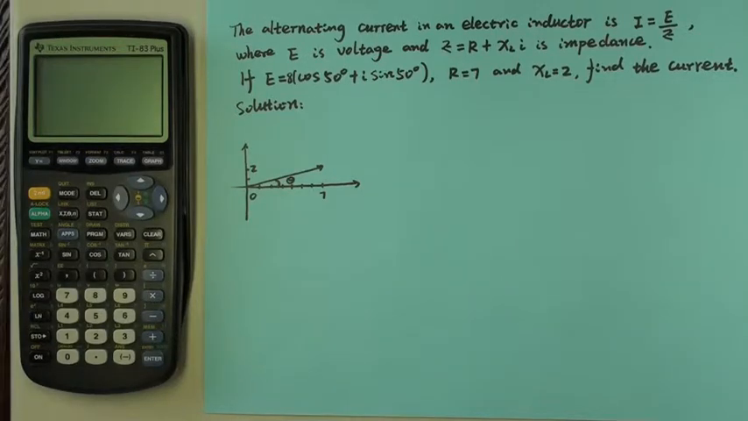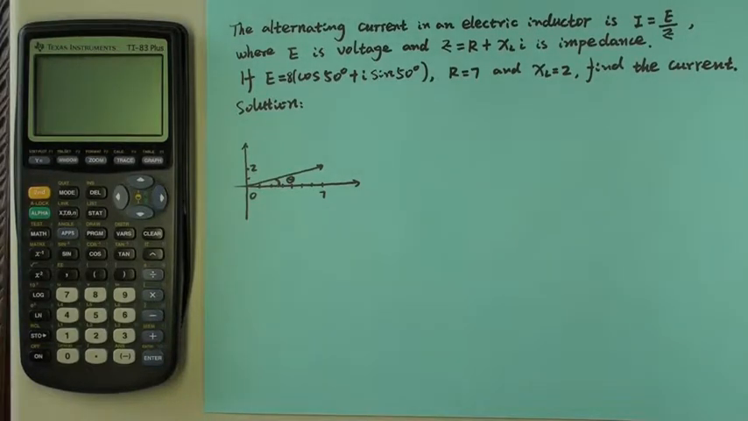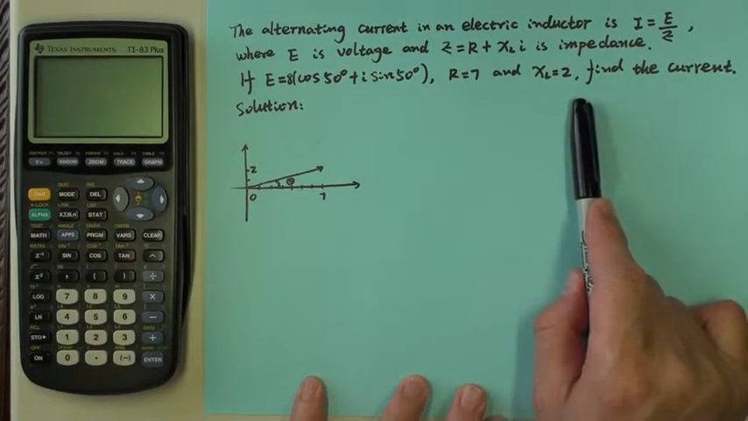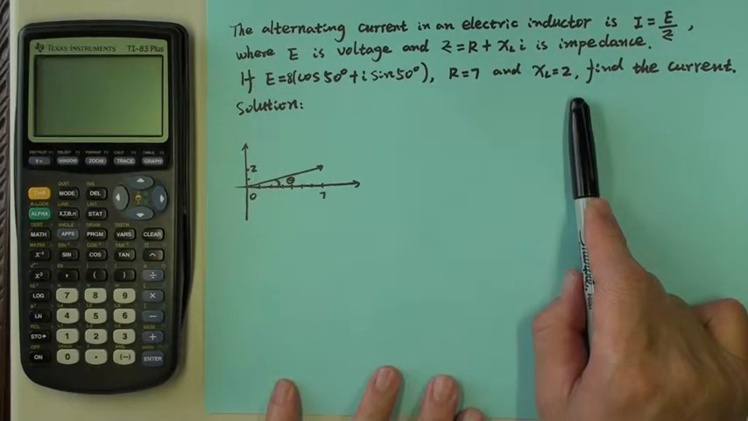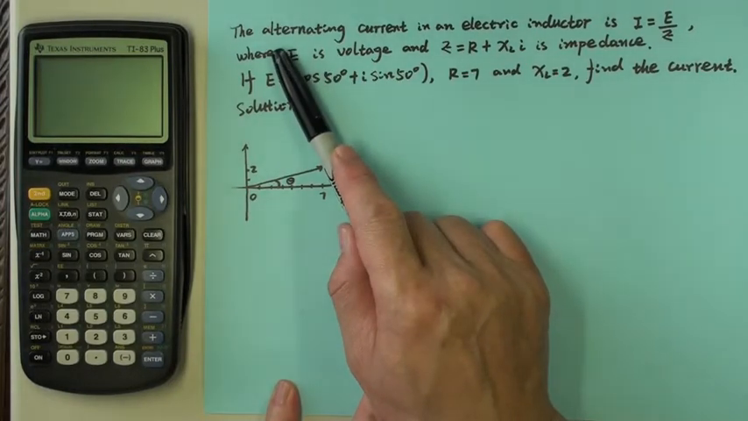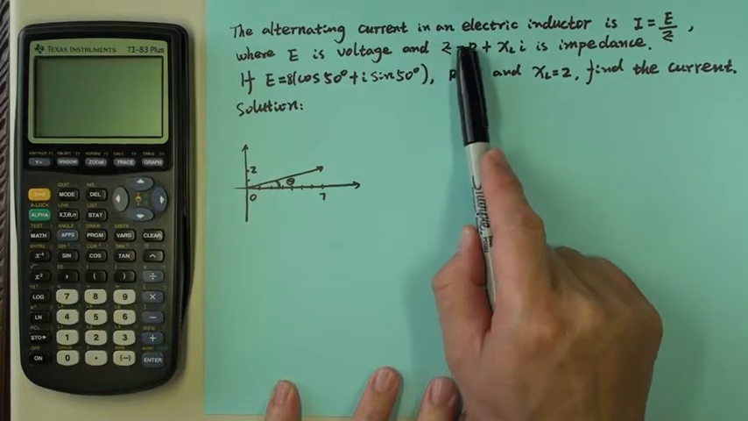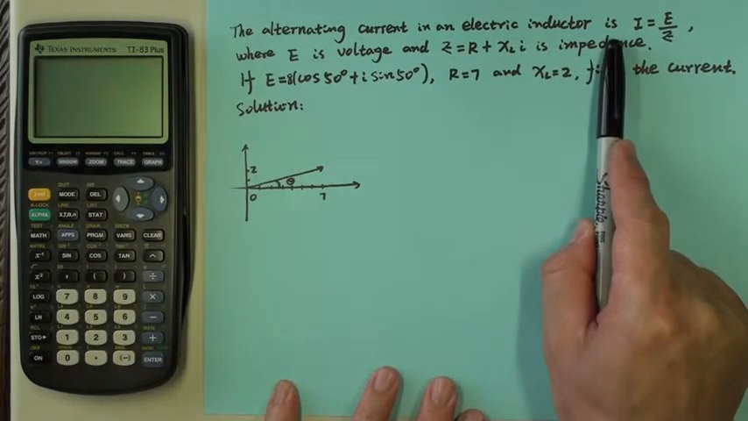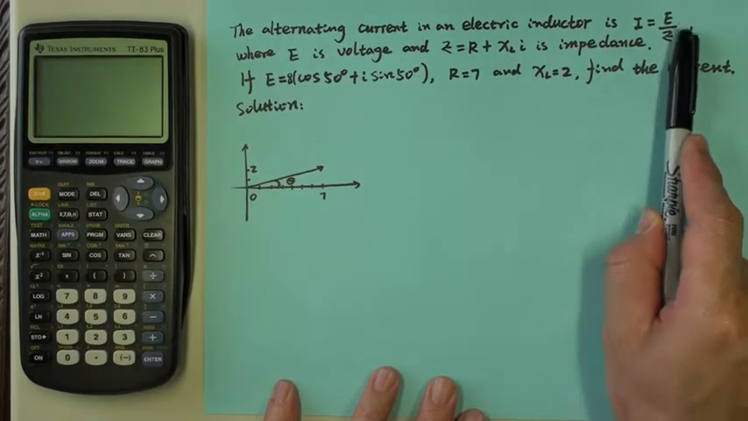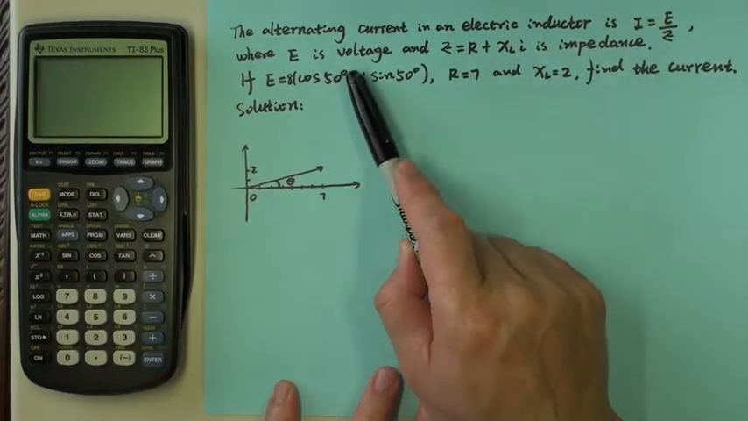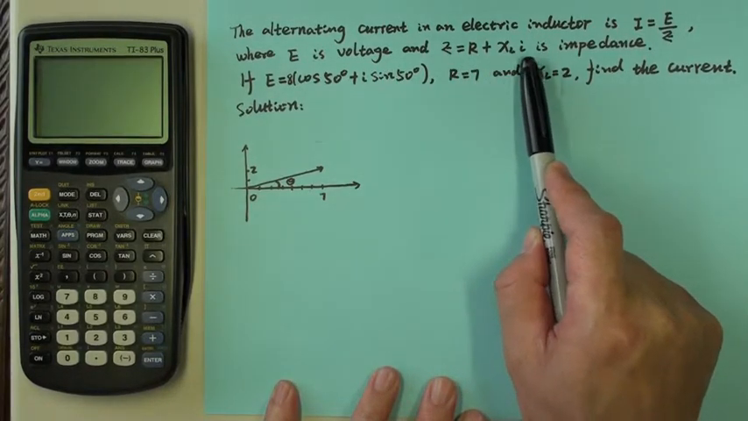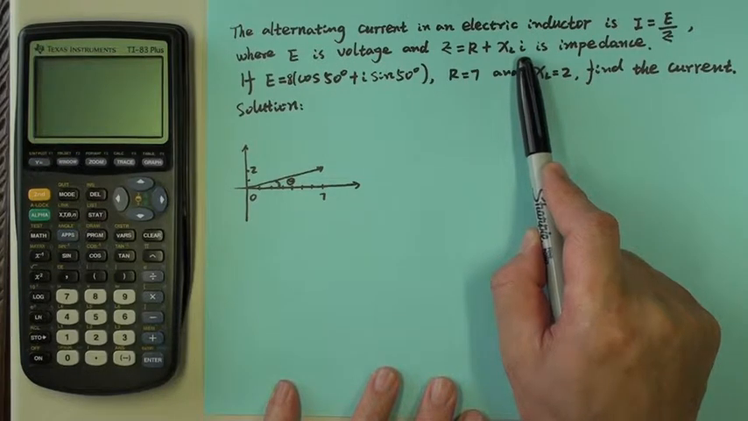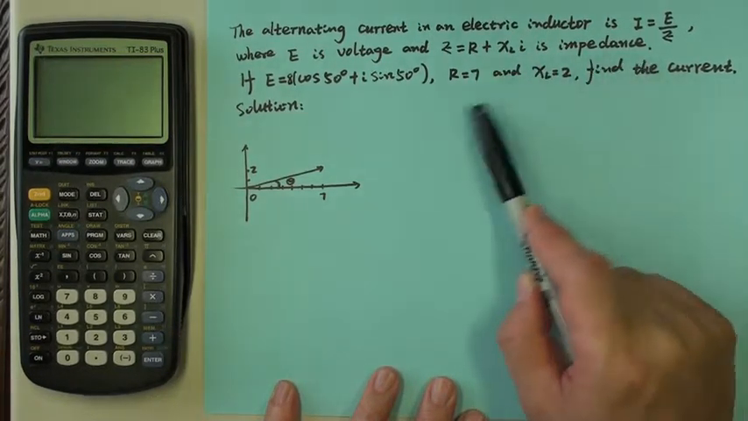In this lecture, we will look at the application problem for the complex numbers. This application is an application in electricity. The question says that the alternating current in an electric inductor is I equals E over Z, where E is voltage and Z equals R plus XL i, that's an imaginary unit, is impedance.